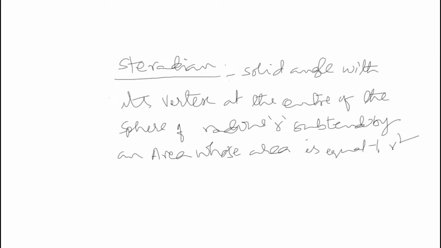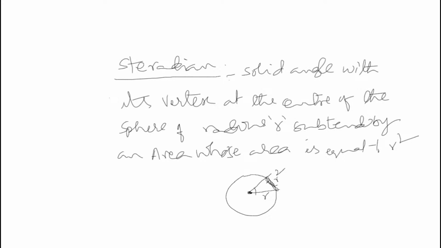So here I am taking the sphere. Let us assume this as the sphere with its vertex, having a radius r. Coming to the definition, it is a solid angle. I am taking that angle here, with its vertex at the center of the sphere. This one is the vertex. Here we have the angle, that is nothing but the solid angle. It is subtended by an area. Here we have the area. This area is equal to what?